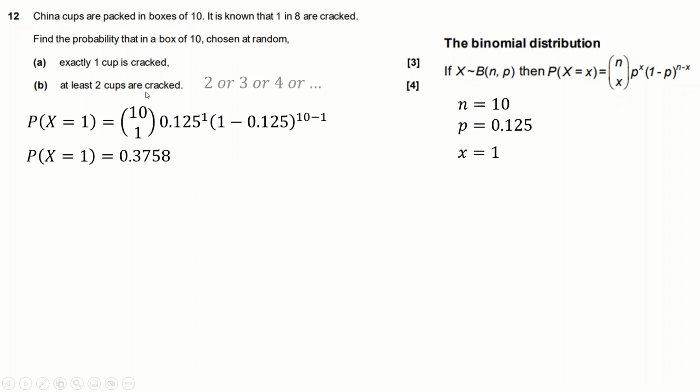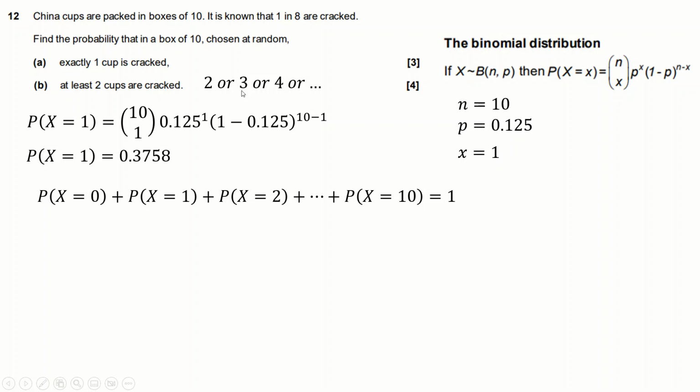At least 2 are cracked. Now, that means 2 or 3 or 4 or all the way up to 10. Now, the probability of this, probability of 0 being cracked plus probability of 1 being, plus 2 being, plus 3 being, all the way to 10 being is obviously 1, because it just encompasses everything.